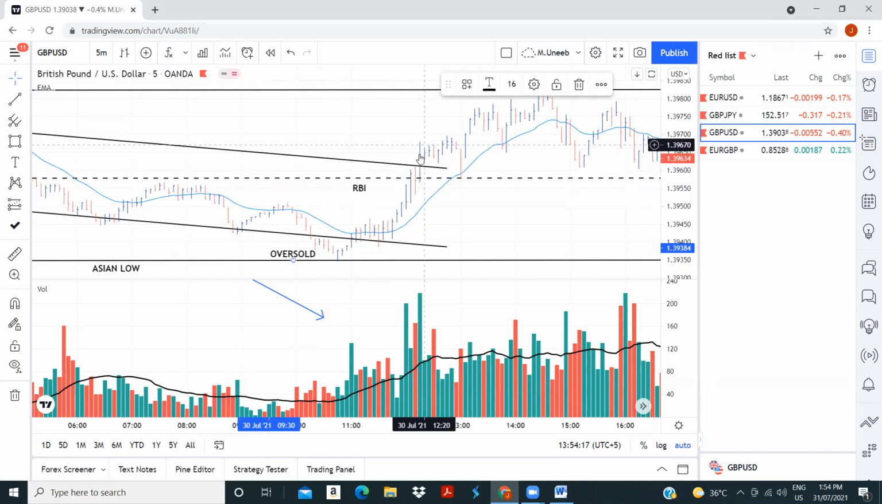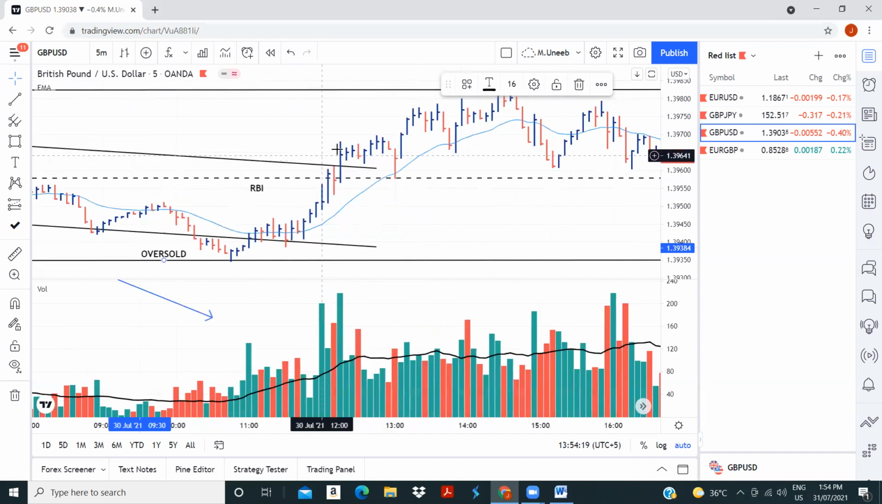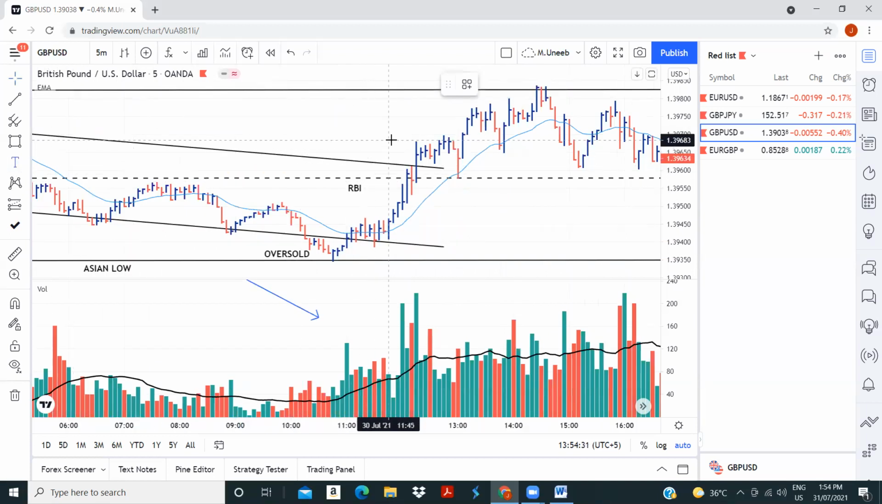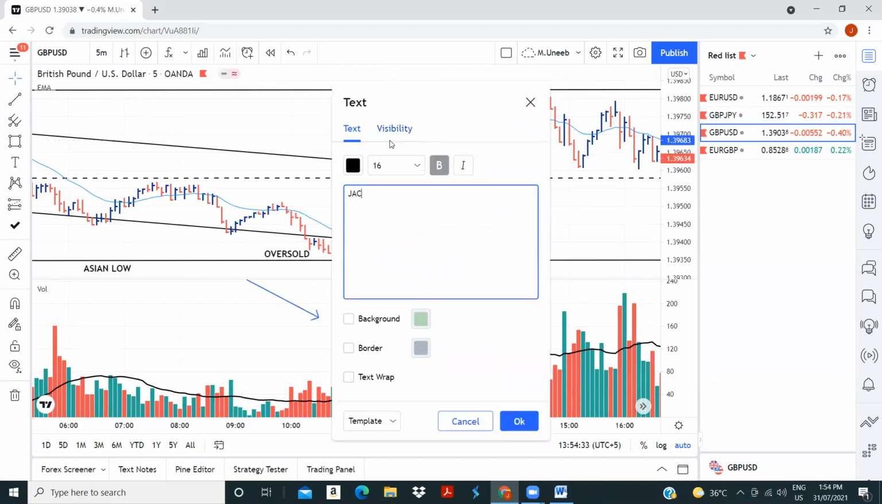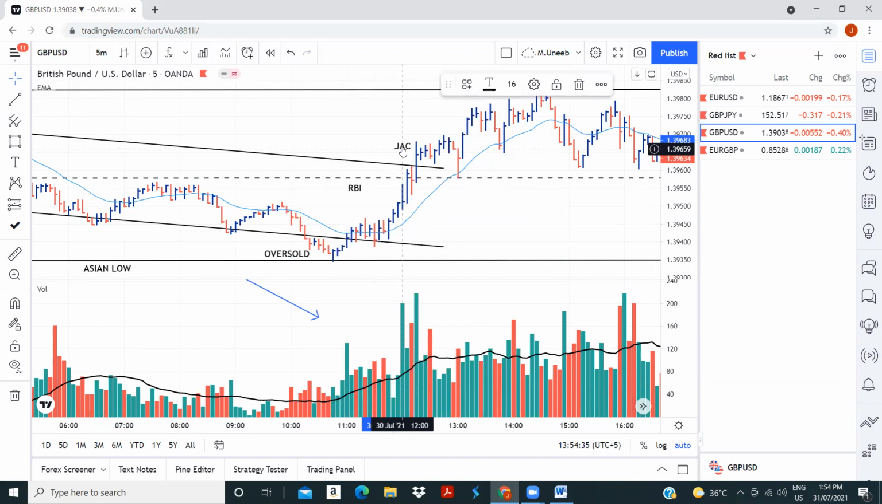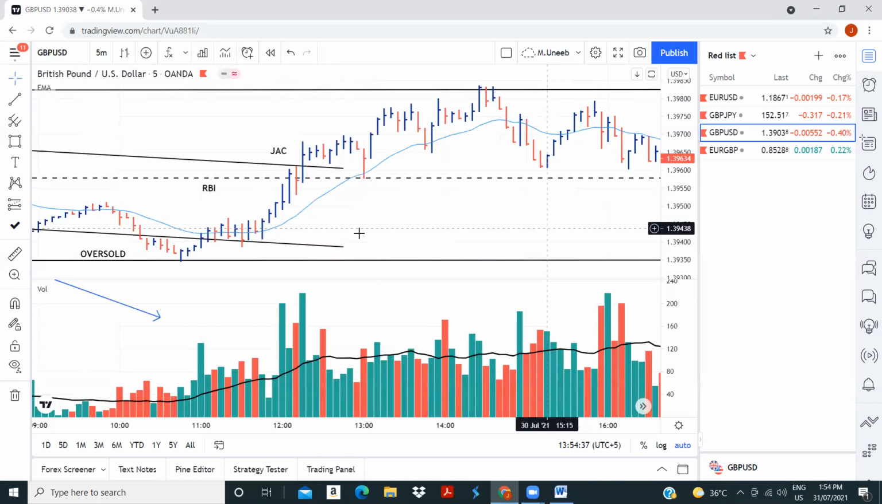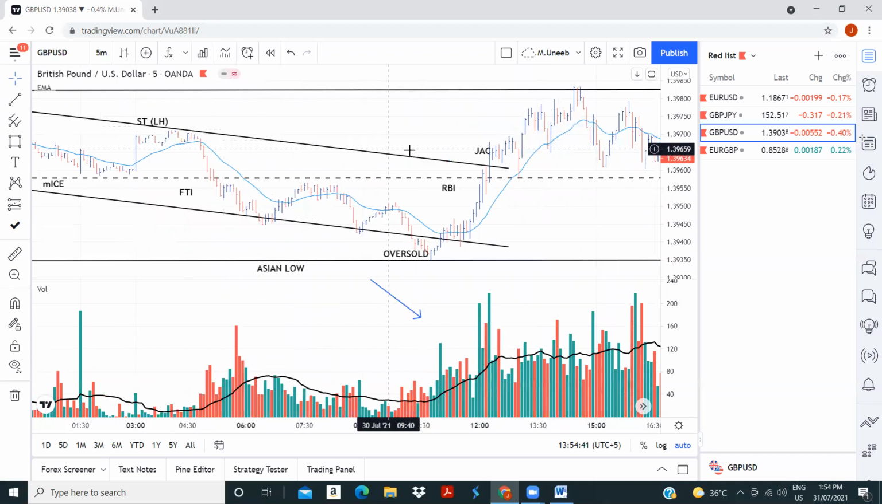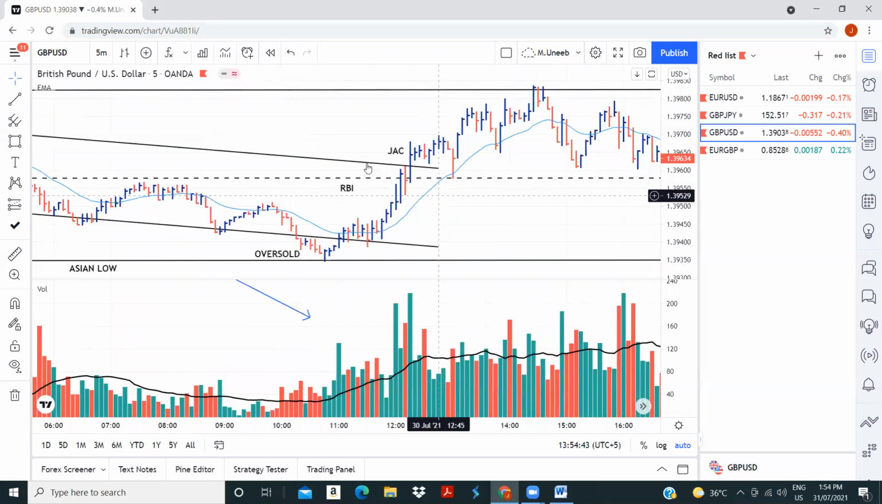So here we see what? Overbought. This is not overbought. This is jump across the creek. This is oversold. This is jump across the creek, JAC. Right. Because this is a demand line. This is the oversold line, this is the demand line.